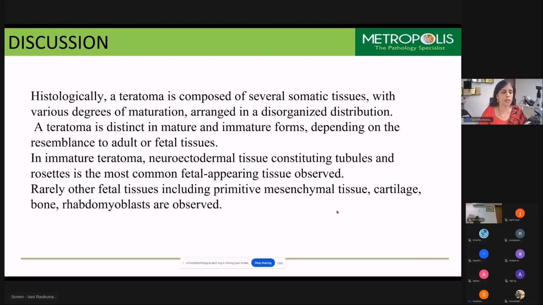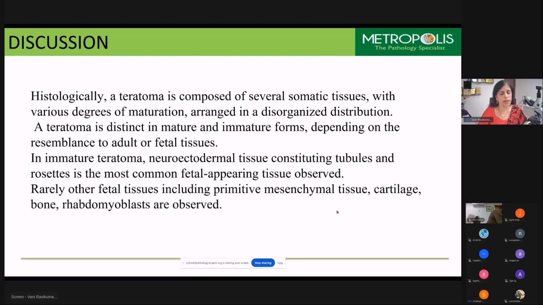And histologically, you know that there are all the three layers. The maturation is very variable. In a benign teratoma, it is very mature tissue resembling the adult mature tissue, whereas if it resembles a fetal tissue, it is an immature teratoma. And they are organized very haphazardly, disorganizedly. So that is why we sometimes find difficulty in making a diagnosis.